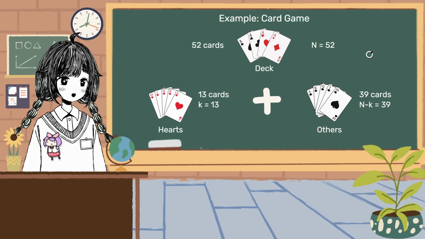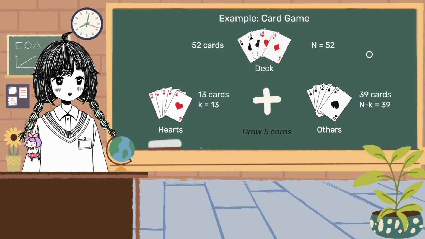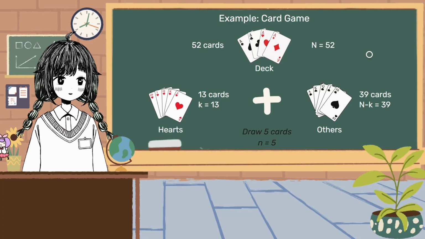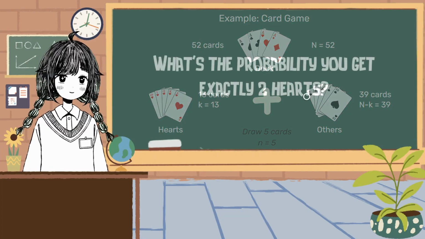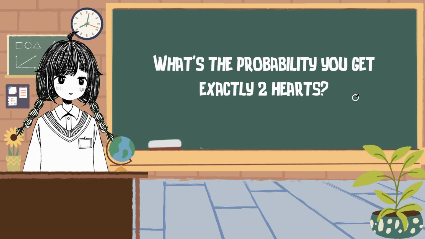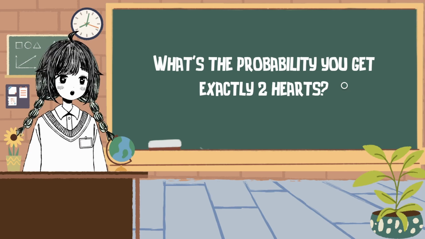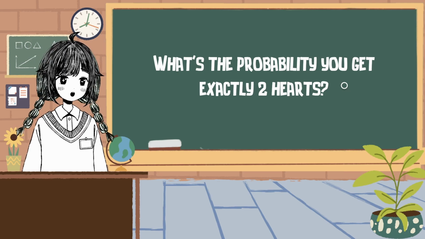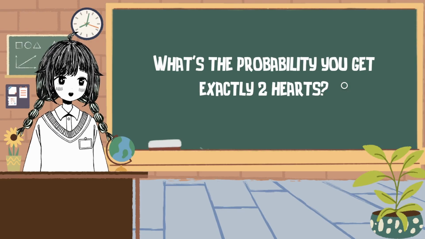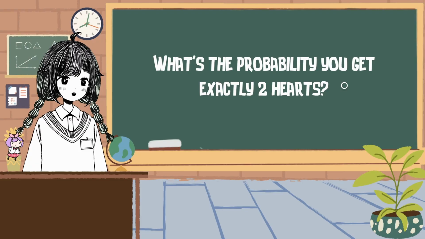So if I want to make it a question, let's say we draw 5 cards randomly. So that makes n equals 5. What's the probability you get exactly 2 hearts? From here, we get the answer using the formula, which we will get to later. Again, we're not here to solve the question, but to understand the second property of hypergeometric distribution. I just hope with this example, you get a better idea of when to use it.